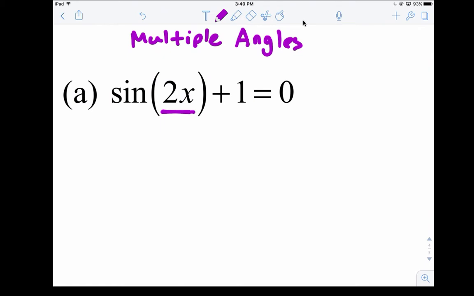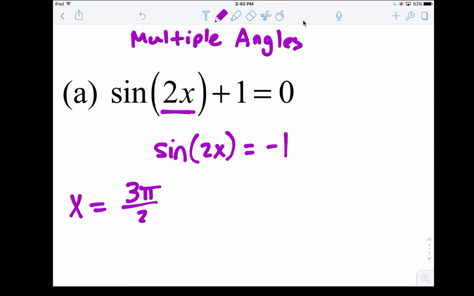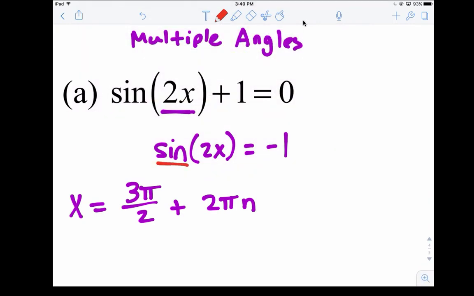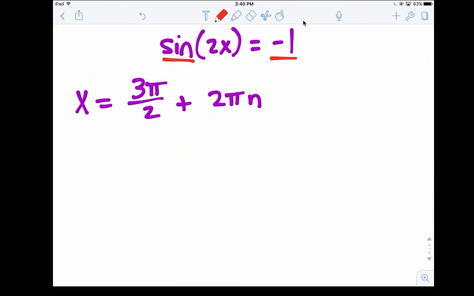So the first thing you want to do is figure out where does sine equal negative 1. So you subtract the 1 over. Where does sine equal negative 1? You figure that out to be x equals 3 pi over 2 plus 2 pi n. Write that general formula for where sine of x equals negative 1. Then you're going to take that solution and divide it by 2.